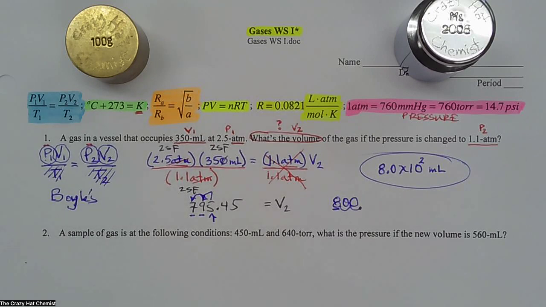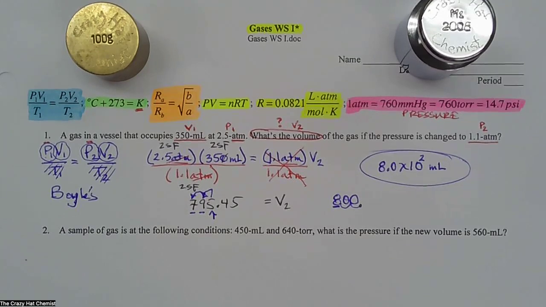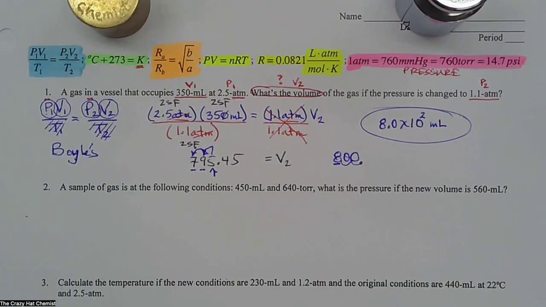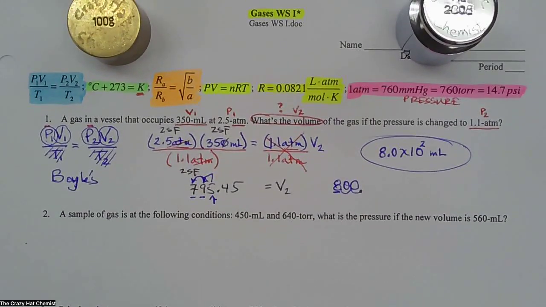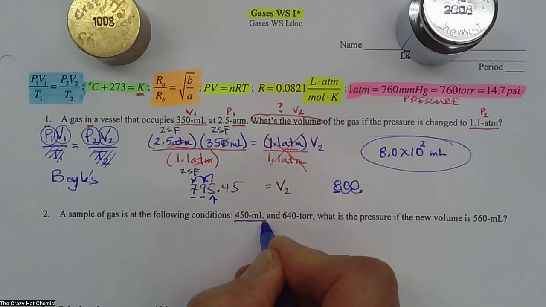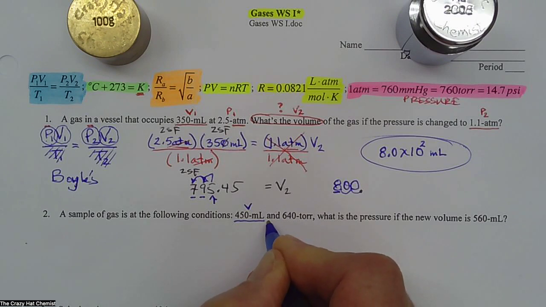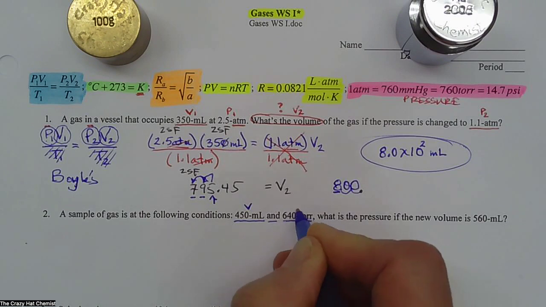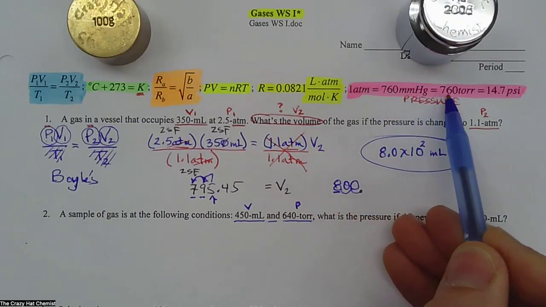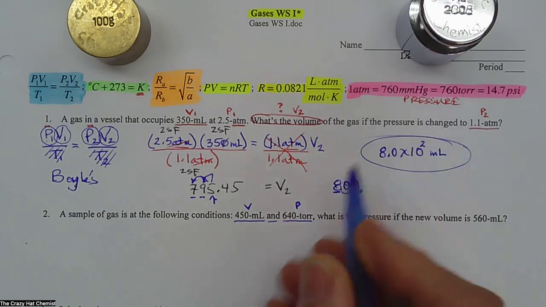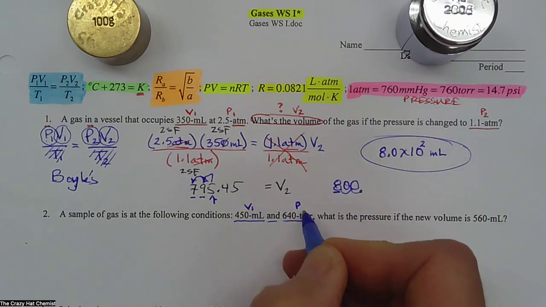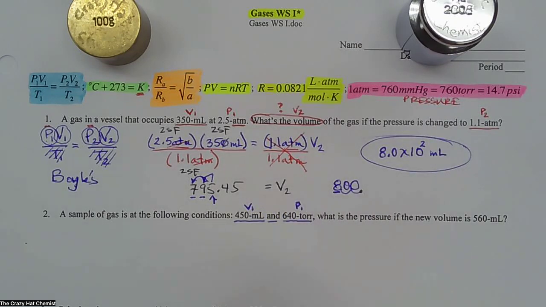All right, so now what we're going to do is we're going to move on to problem number 2. So I'm going to slide this up here a little bit so that we can see problem number 2. And it says a sample of gas is at the following conditions. 450 milliliters. So that is a volume because it says milliliters. And 640 torr, that is a pressure. If we have any doubt that that's a pressure, we should look up here and our pressure units have torr. So this is the first volume I'm coming across. This is the first pressure I'm coming across.